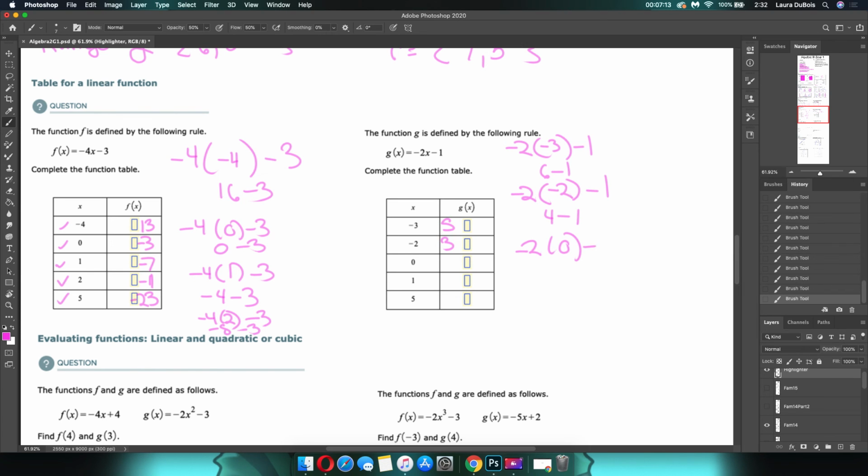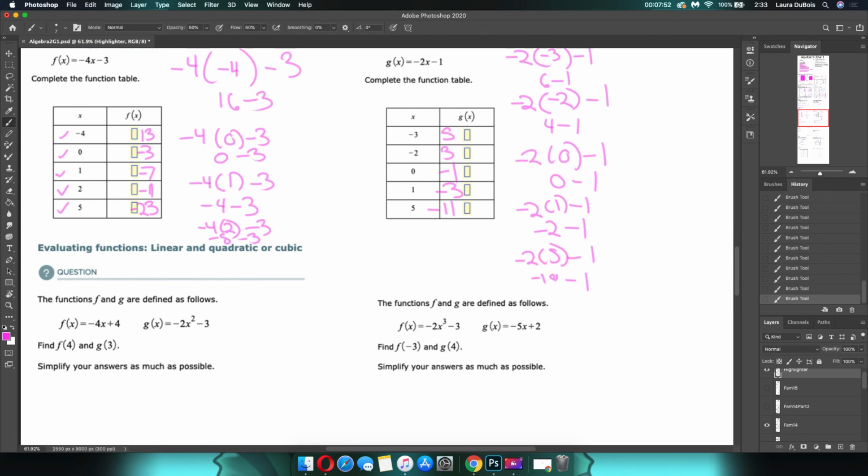Let's see how long it takes for my computer to catch up. It's trying to catch up. Almost made it. Okay. Next up, it'll be negative 2 times 1 minus 1. So negative 2 times 1 is negative 2 minus 1 is going to be negative 3. And then negative 2 times 5 minus 1, that is going to be negative 10 minus 1. Negative 10 minus 1 is negative 11. All right. So we're starting to plow through our DSA.